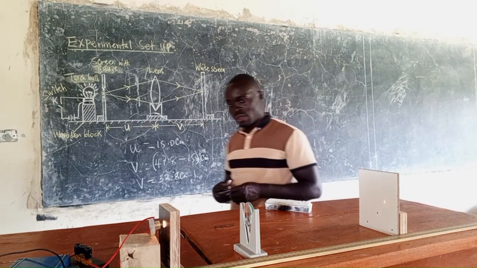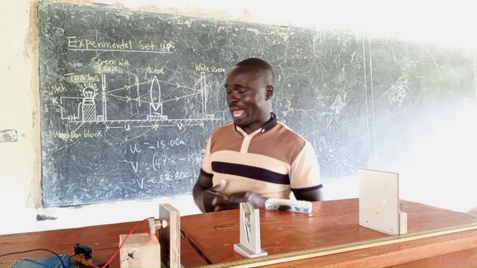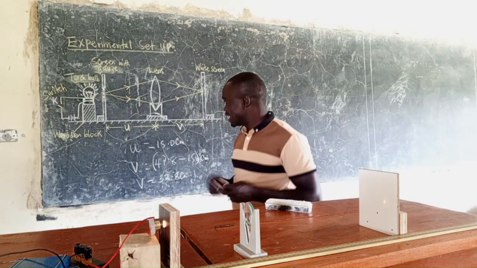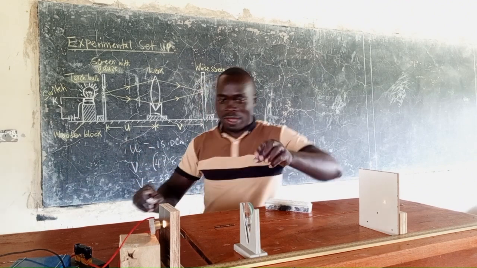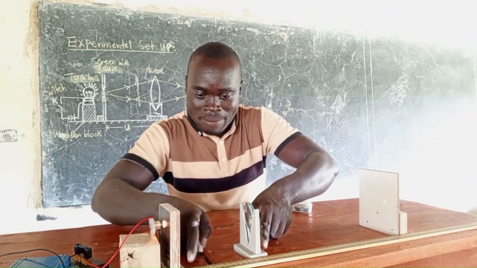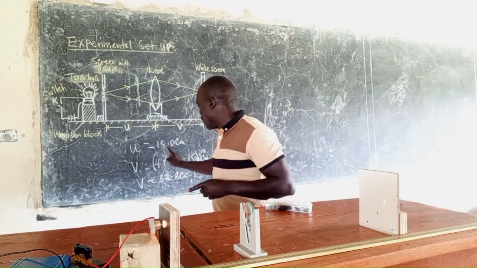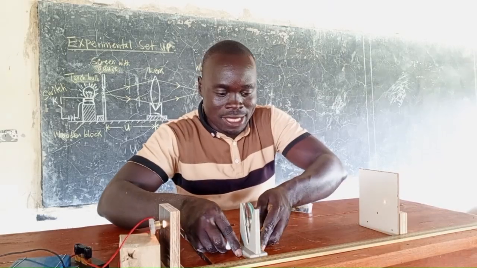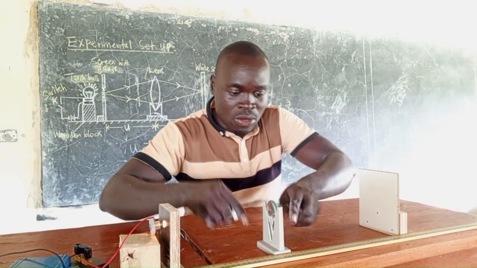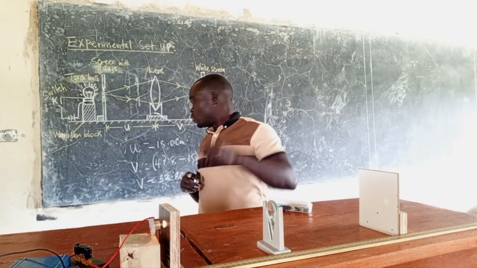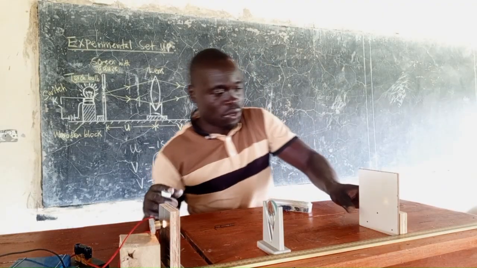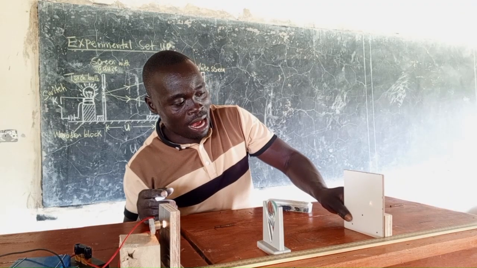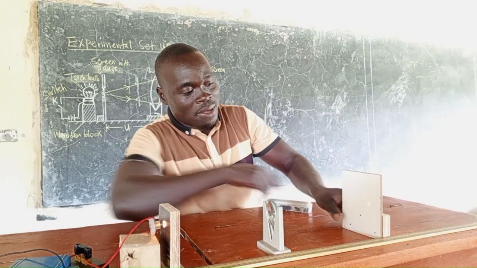The next thing is that you will keep on repeating the experiment by changing the distance U. Starting with 15.0, we increase the distance to 20.0. Now when we increase U to 20.0, you still do the same thing. You adjust the screen to and fro until a clear sharp image is formed. Now as you can see, this is a clear sharp image.